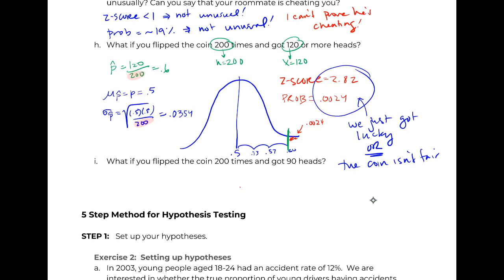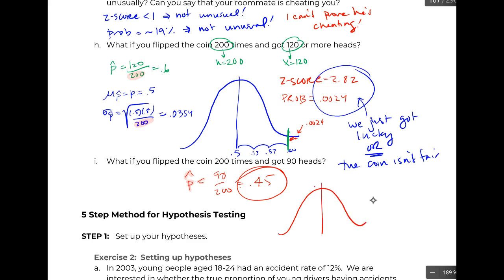I did put on here one last piece. If you flipped the coin 200 times and got 90 heads, you'd be looking at a p-hat of 90 over 200. This is not evidence of what we want to prove, so there's no point in continuing on. If we actually did this particular piece, we would still be doing a right-tailed test because we thought it was greater than, and we're getting a giant probability. So nothing unusual is happening here. There's no point in doing the test at all if you get a value that doesn't actually prove what you want to prove.